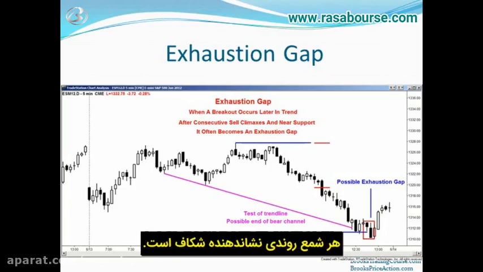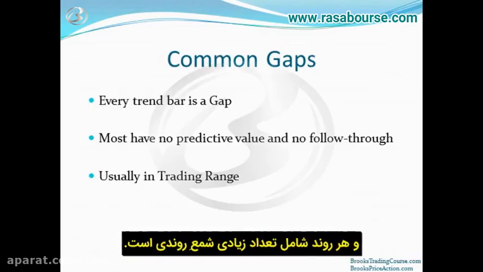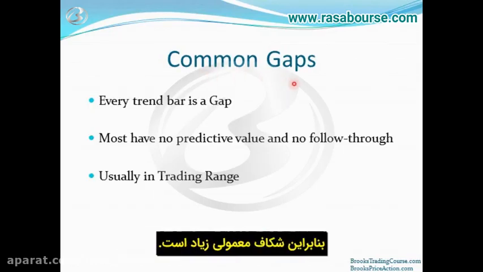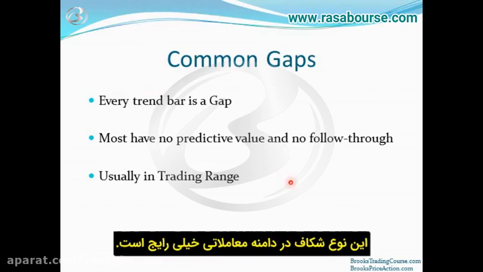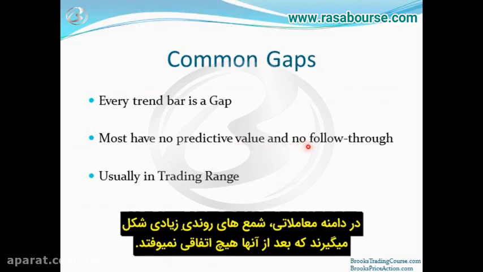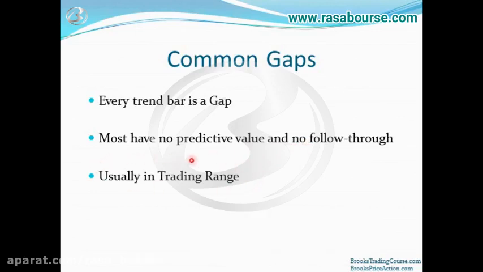Common gaps. Every trend bar is a gap, and trends have lots of trend bars and therefore lots of common gaps, and they have no particular predictive value. They're especially common in trading ranges. You have lots of trend bars that just don't lead to anything. Again, every trend bar is a gap.